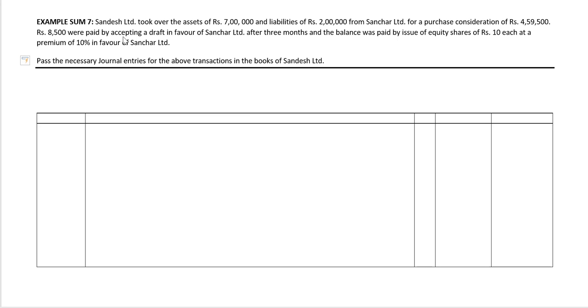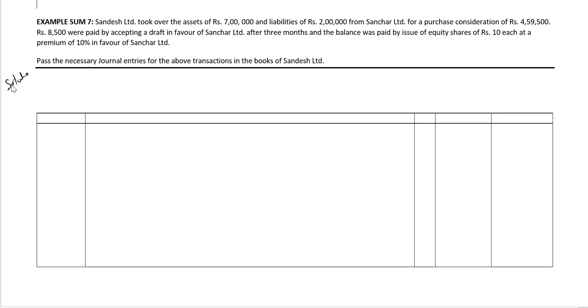Example sum 7. Sandesh Limited took over the assets of rupees 7 lakh and liabilities of rupees 2 lakh from Sanchar Limited for a purchase consideration of rupees 4,59,500. Rupees 8,500 were paid by accepting a draft in favor of Sanchar Limited after 3 months, and the balance was paid by issue of equity shares of rupees 10 each at a premium of 10% in favor of Sanchar Limited. We are asked to pass the necessary journal entries for the above transactions in the books of Sandesh Limited.